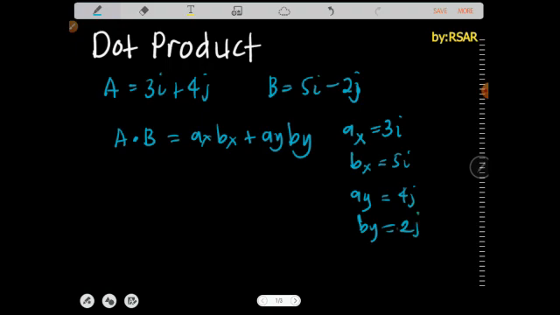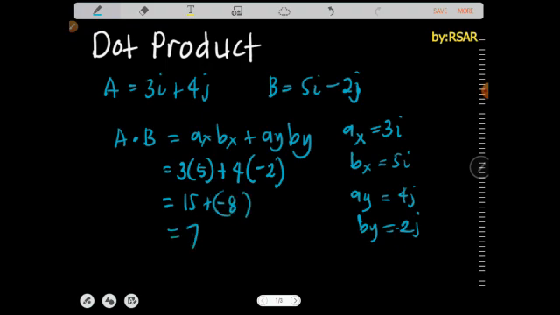Okay? Ngayon, i-substitute mo yung mga coefficient lang ha. Hindi natin ilalagay yung mga value of i. So, that is equals to 3 times 5 plus 4 times negative 2. Then, simplify mo. So, 3 times 5 is 15 plus 4 times negative 2 is negative 8. So, that is equals to 7.